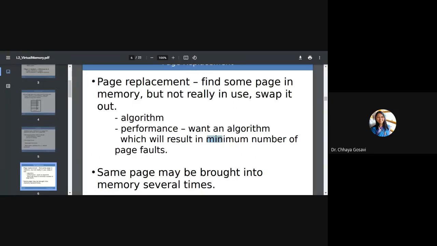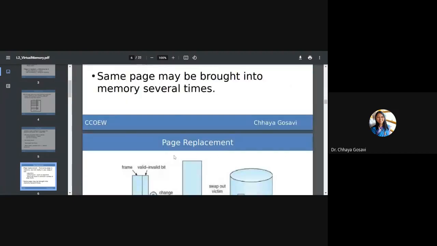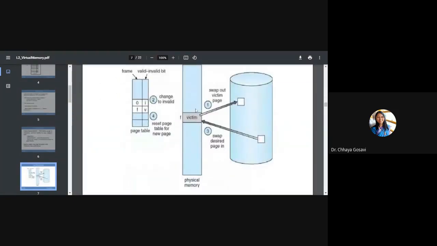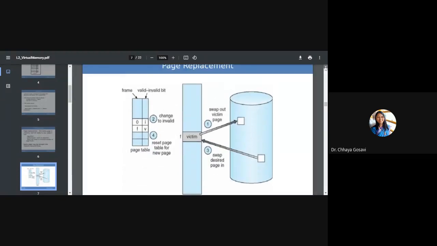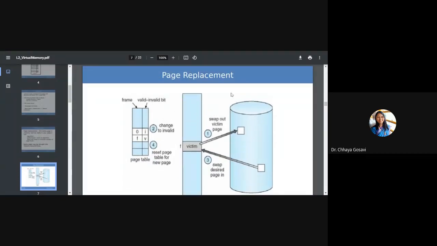It is decided with the algorithm, and we can check the performance of an algorithm depending upon the number of page faults. The algorithm which shows the minimum number of page faults is called the optimal algorithm or best algorithm. The same page may be brought into memory several times. So this is how the sequence of page replacement takes place.